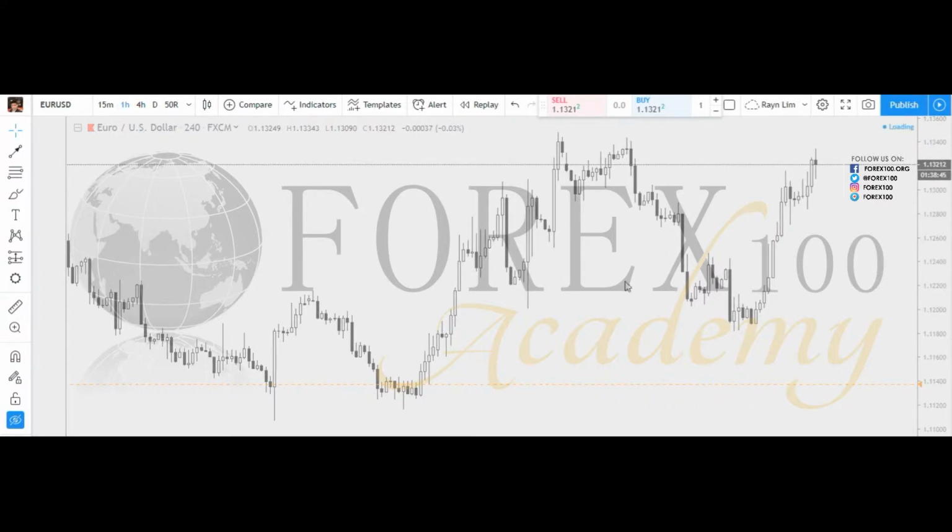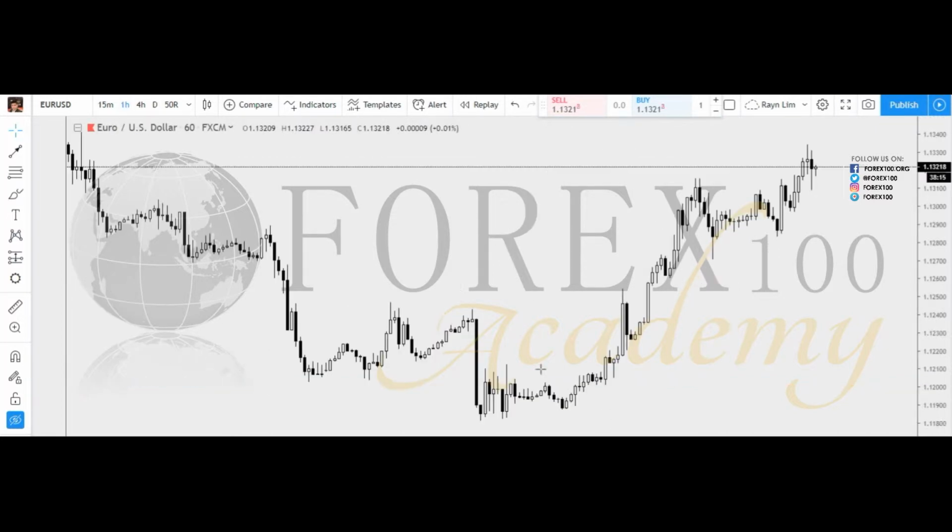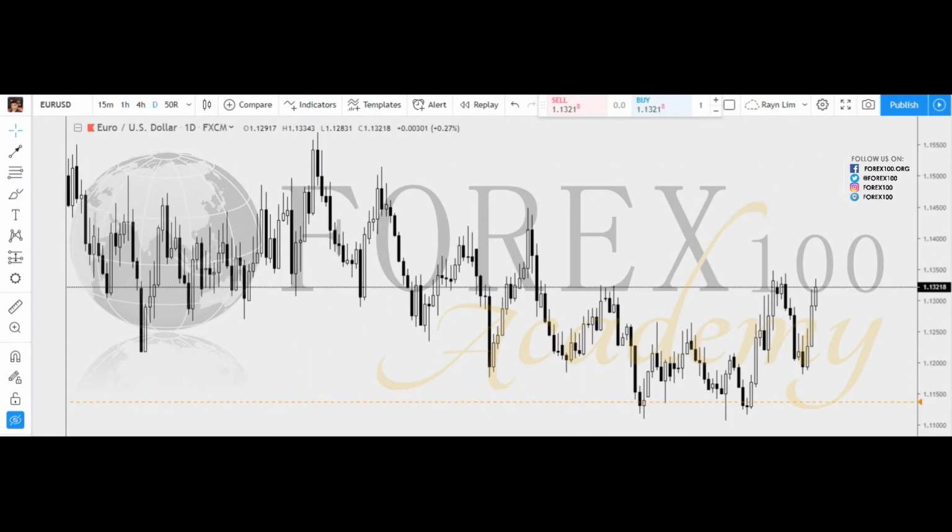Head down to 1-hour chart. So on the 1-hour chart, nothing much, creating a new high, so very bullish on the 1 hour. Back to the daily chart, I'll share with you my analysis. On the daily chart, this is just the buy zone, looking for a buying opportunity within this region.